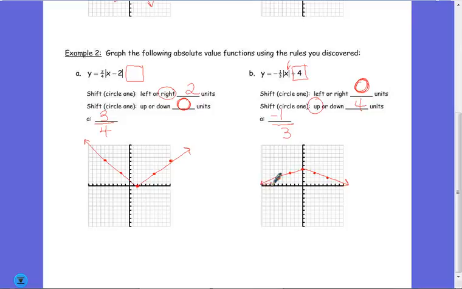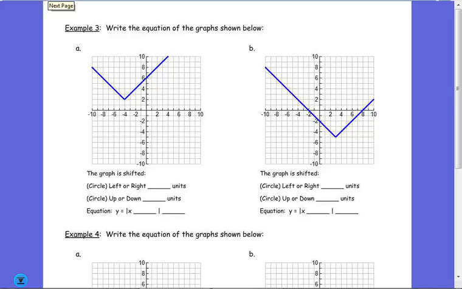Okay, so turn the page because now we're going to go the opposite direction. This time I'm giving you the graph. You're going to answer the same kinds of questions. Fill in the blanks. So let's look at this graph. We need to decide, did it go left or right? Well, remember, that's 0, 0. So it obviously went to the left, but we need to know how many. 1, 2, 3, that's left 4.